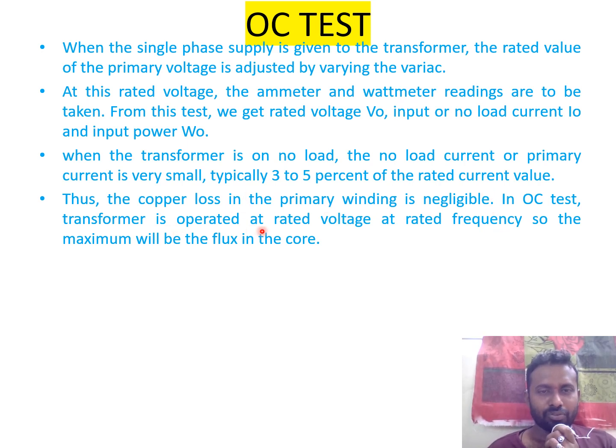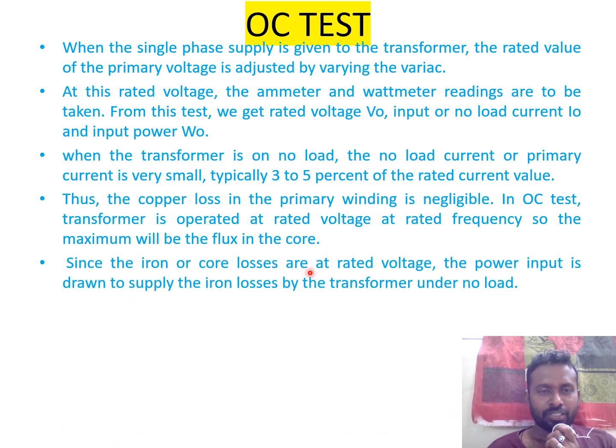In the OC test, the transformer is operated at a rated voltage and rated frequency, so the flux in the core will be maximum. Since the iron or core losses are at rated voltage, the power input drawn from the supply is the iron losses of the transformer under no load.